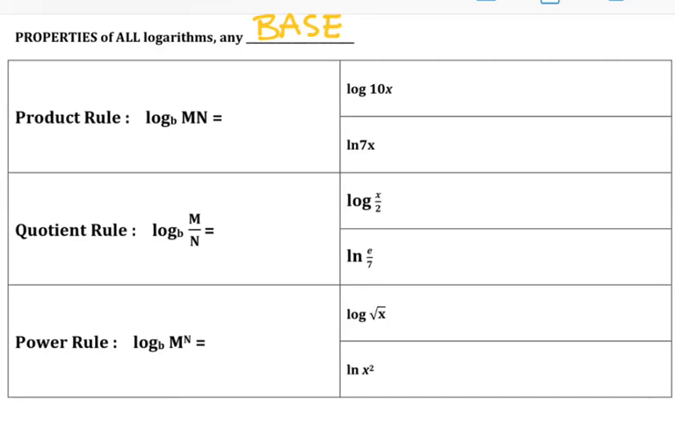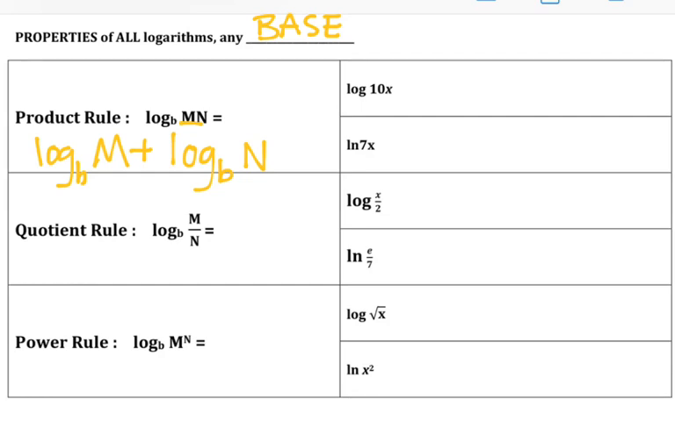Okay, the product rule. Product means multiply. So these two are being multiplied together, m times n. What we can do is expand these into 2 logarithms instead of 1. So in order to do that, I'm going to write this on the next line down. I'm going to write log base b of m plus log base b of n. That's how you expand 1 logarithm with multiplication in it into 2 logarithms. You put a plus sign in between.